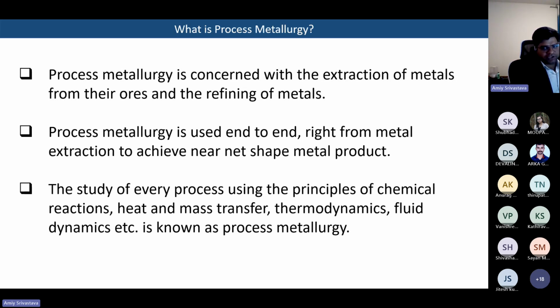After we have the near net shape, the casting structure, we take that to the rolling mill and we generally deal there with mechanical metallurgy and physical metallurgy. Here I'm going to talk about process metallurgy, which includes the principles of chemical reaction, heat and mass transfer, thermodynamics, fluid dynamics, etc. And these days, in order to advance the fields of process metallurgy, people are using machine learning. So gradually, we will start with process metallurgy and the idea of metallurgical engineering, and then we will gradually move to machine learning. So let's move on to the next slide.